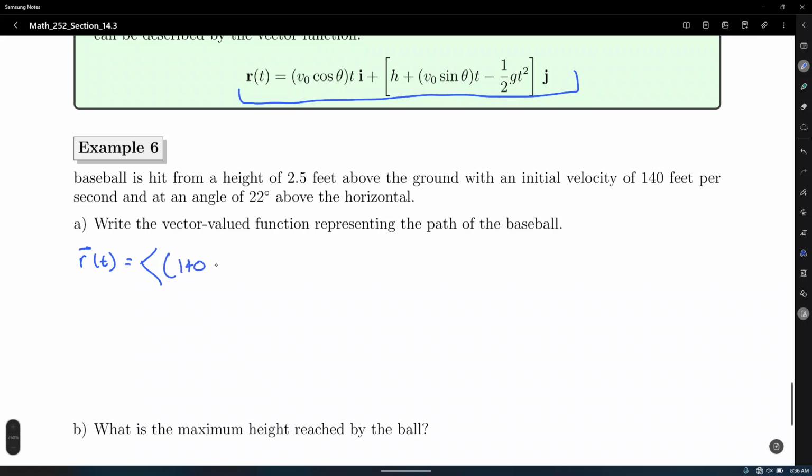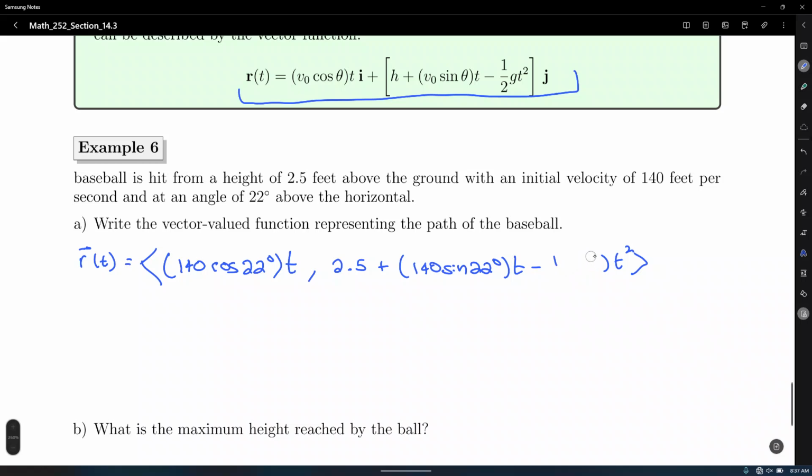Notice the parentheses, you'll see y. Cosine of the angle, in this case 22 degrees. That's because this number right here is only the coefficient of the variable t. Right? So that's the x component, comma. h, that's the initial height, which is 2.5 feet, and then plus v naught sine, that is again parentheses, v naught 140 sine 22 degrees times t, minus 1/2 g, which in this case, since we're using feet, is again 32, and t squared.